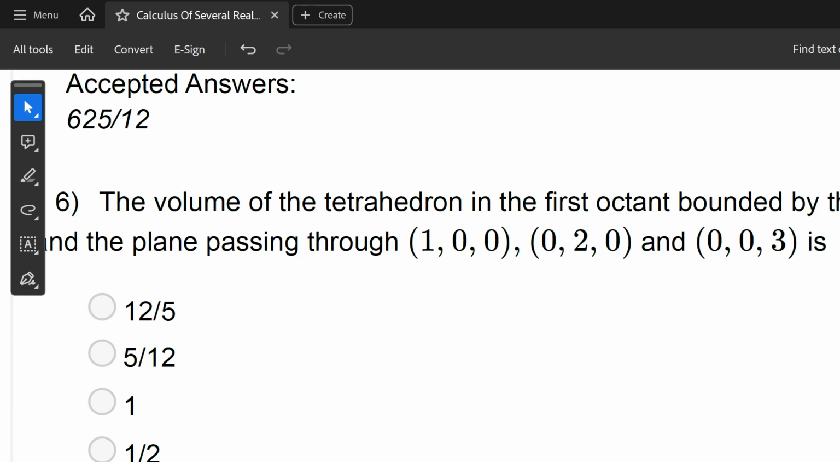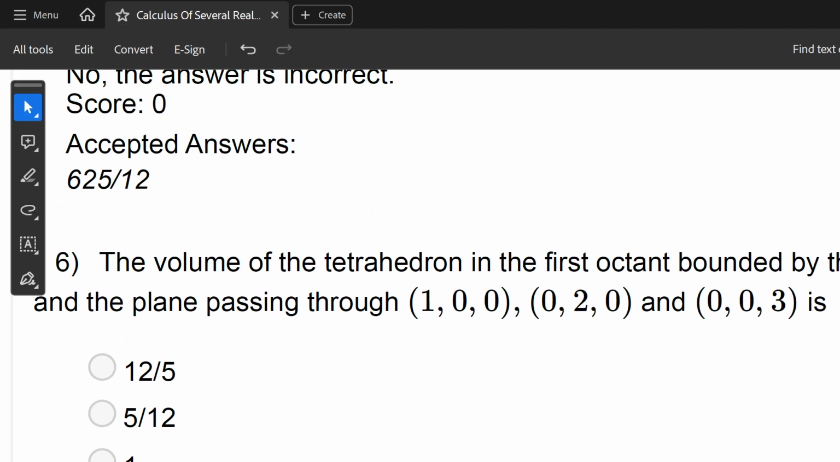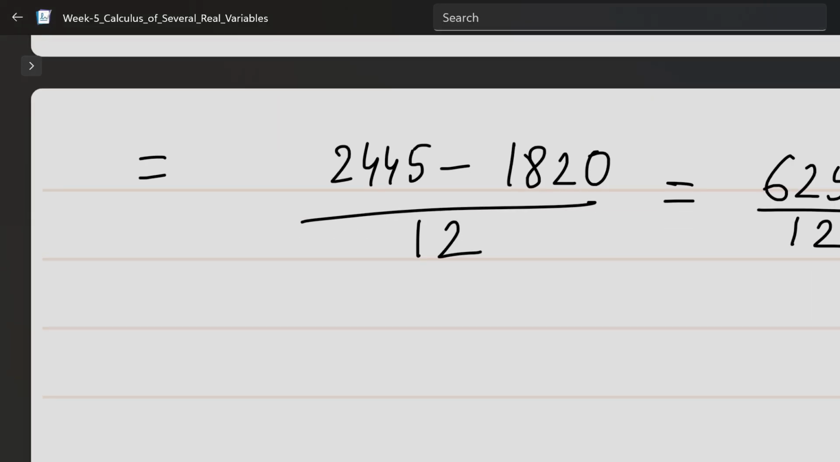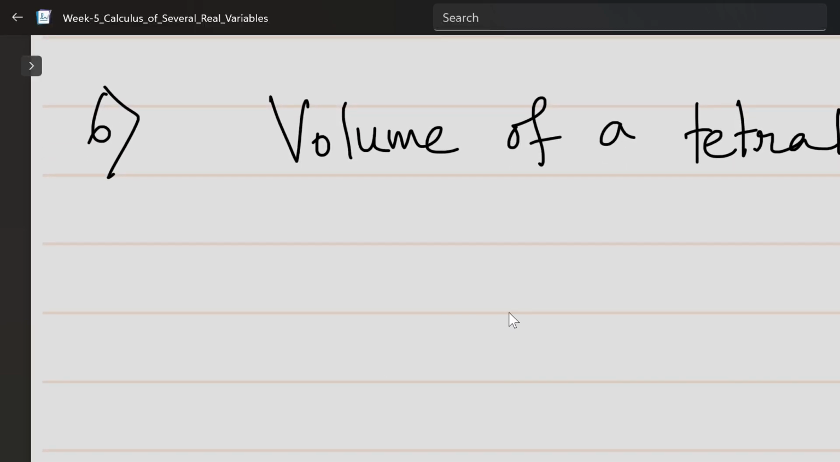Volume of a tetrahedron. So what is a tetrahedron? Any idea? A solid prism sort of a thing. Like we used to have prisms in physics lab. Correct. So as I told you, it is a 3D picture, but I will show you.